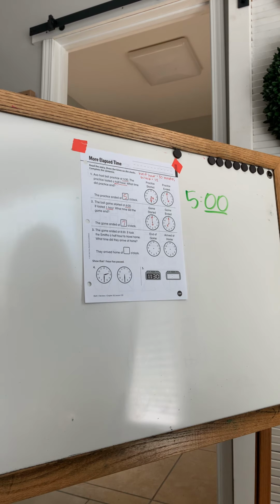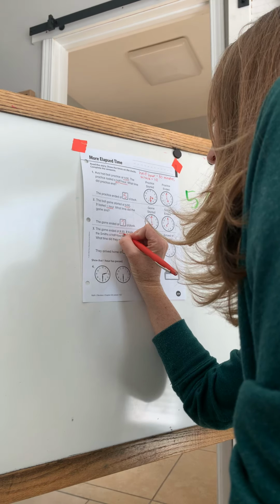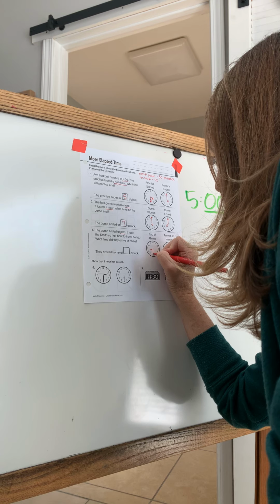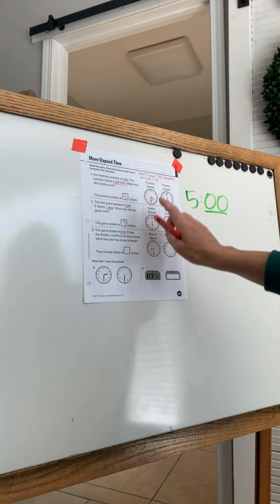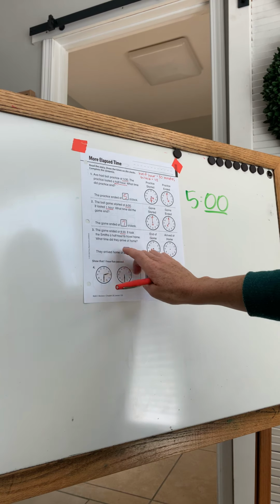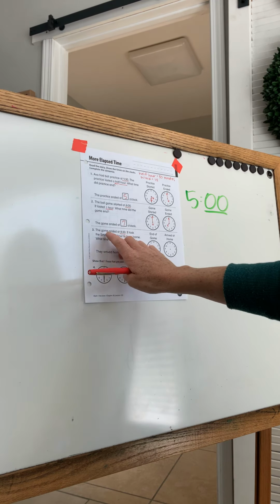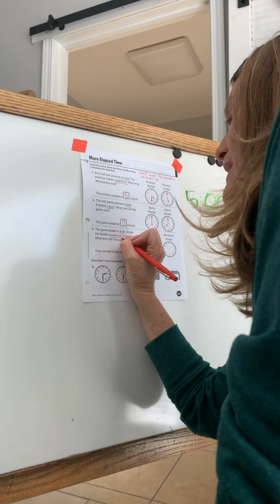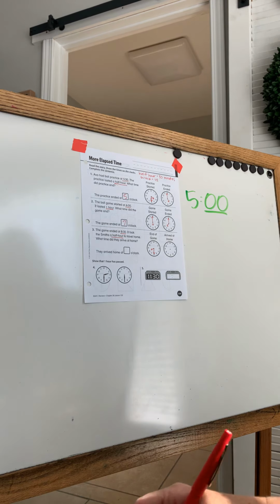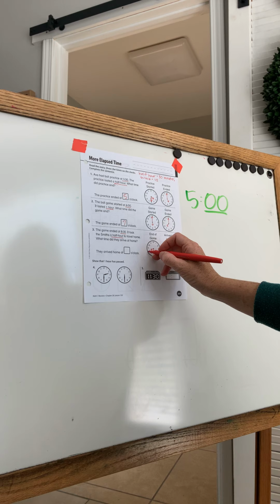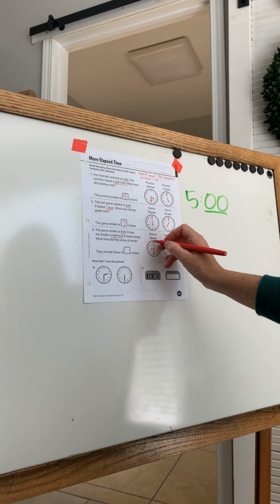All right, let's look at number 3. The game ended at 8:30. Okay? So I'm going to go ahead and do this on this clock. It ended at 8:30 because I remember that 30 is always going to be at the 6. Okay? So the game ended at 8:30. And it took the Smiths a half hour to travel home. Okay, half hour is how many minutes? It's 30. So we're going to count 30 minutes. 5, 10, 15, 20, 25, 30.